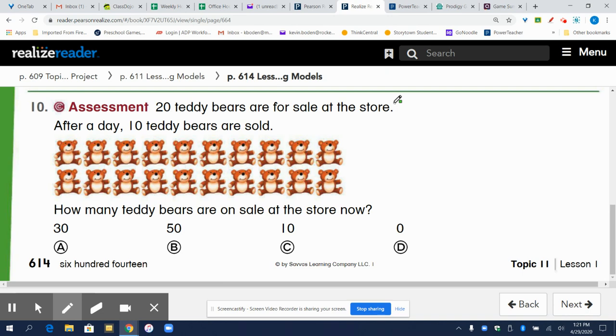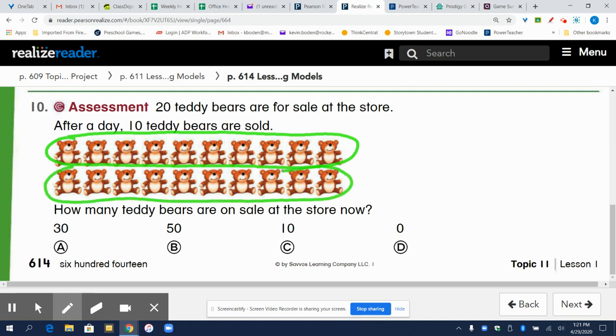So assessment says 20 teddy bears are for sale at the store. All right, I am not going to count all those teddy bears. I'm just going to pretend that there must be 20 there. Oh, okay, so I see one group of 10 at the top. So there's 10 there and 10 there. And 10 plus 10 is 20, so there's 20 in all. So those 20 teddy bears are for sale at the store.